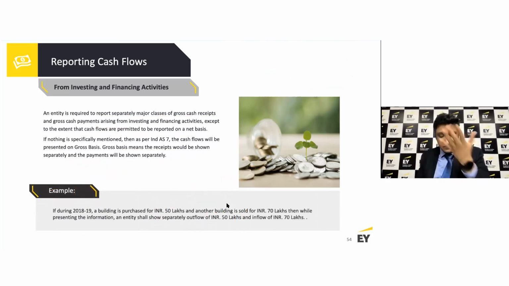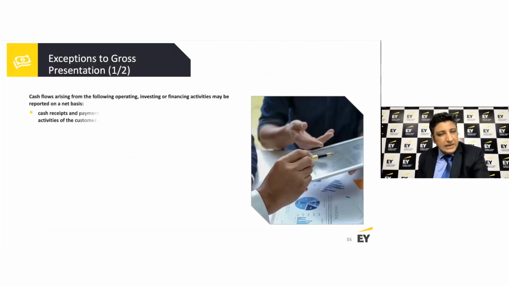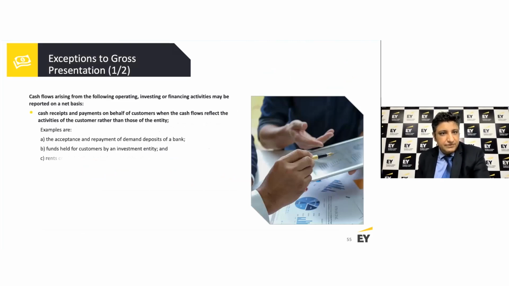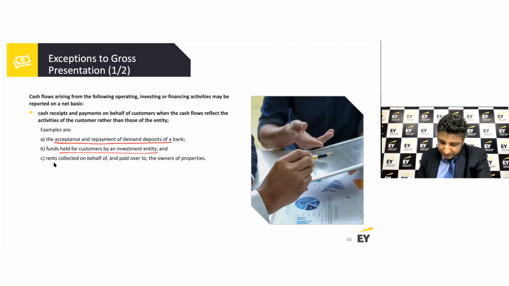Just an example around the same. If during 2018-19 a building is purchased for 50 lakh rupees and another is sold for 70 lakh rupees, then you need to show each of those items separately. The only exceptions are, for example, a banking company with acceptance and repayment of demand deposits, or credit card payments. There could be funds held for the customer by an investment entity, or rents collected as well as paid to the owners of property. It could be an agency which is operating, so you would always show them net.